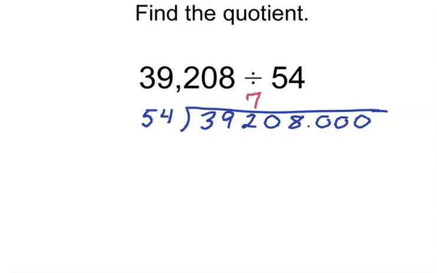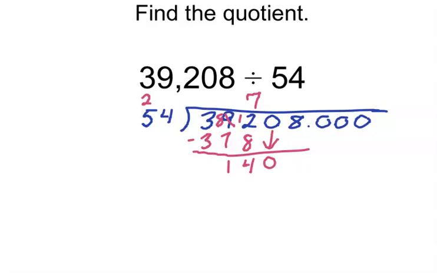7 times 4 is 28. 7 times 5 is 35, plus 2 more is 37. Okay, and then we subtract. I'm going to try to use as little space as possible. All right, we're going to have to borrow from this 9, make it an 8. This becomes a 12. 12 minus 8 is 4. 8 minus 7 is 1. And 3 minus 3 is 0. So we'll just bring down this 0 here.